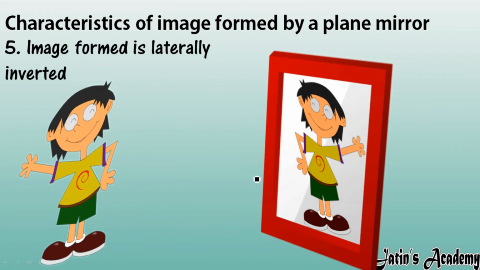Fifth characteristic: the image formed is laterally inverted. What do you mean by laterally inverted? If you are standing in front of a plane mirror and you raise your right hand, in the image the left hand is seen. Opposite things are there. When you raise your right hand, the left hand is seen, but if you raise your left hand, the right hand is seen. This phenomenon is known as lateral inversion. So the image formed in a plane mirror is always laterally inverted.